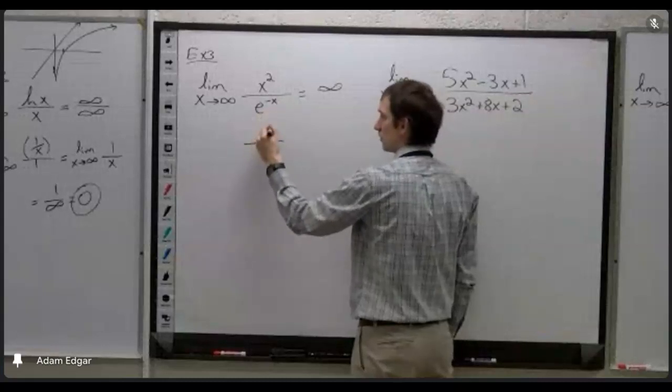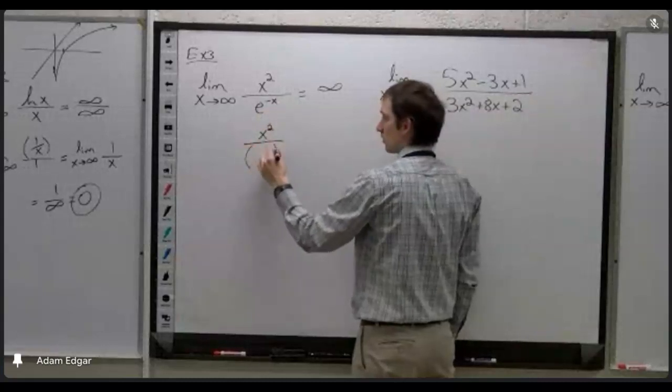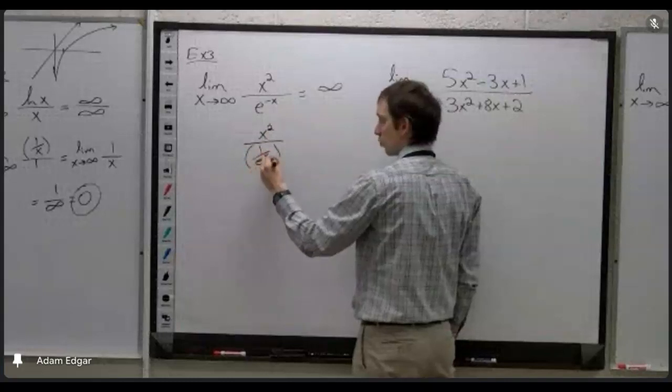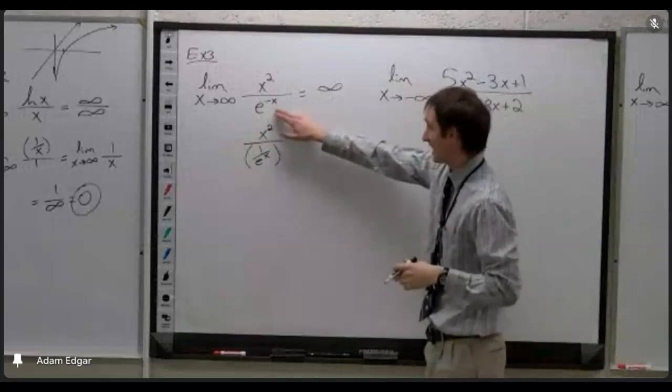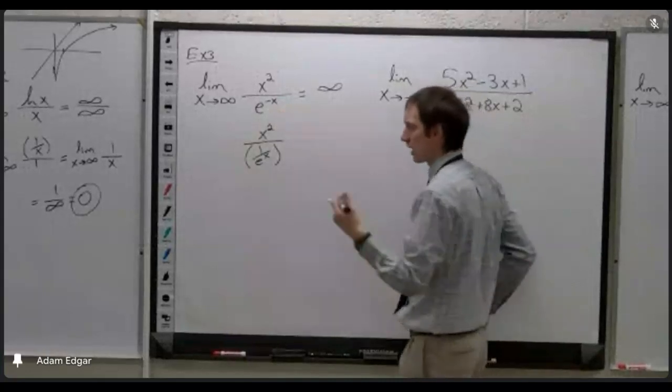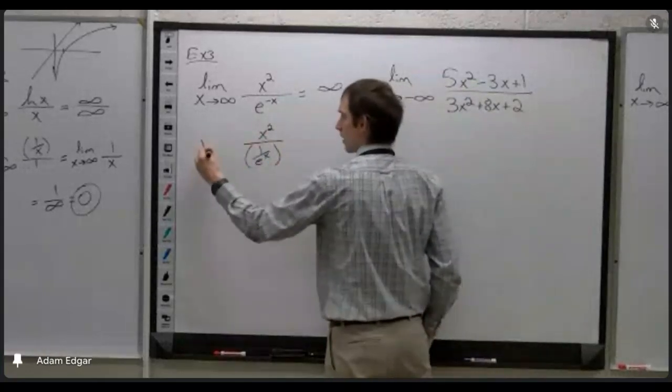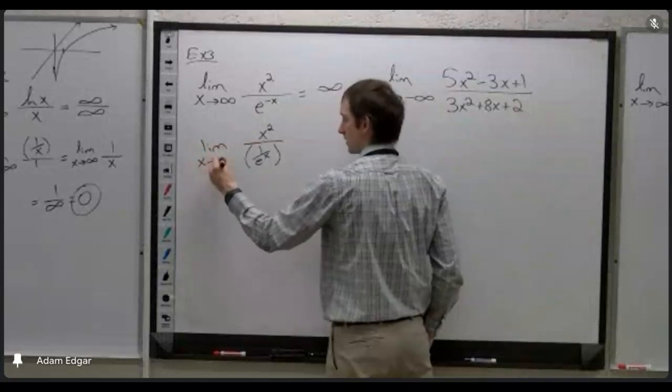1 over e to the x. Yeah, that might be easier to think of as 1 over e to the x. So instead of trying to think, what is e to the negative infinity? That's weird. Try to think of that as 1 over e to the x, and that way you'll at least get to deal with a positive exponent.